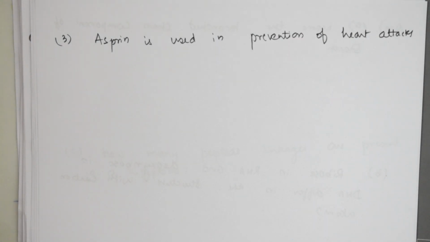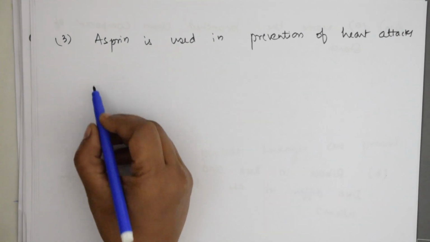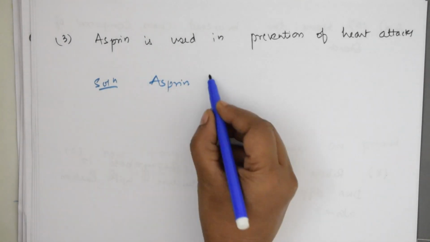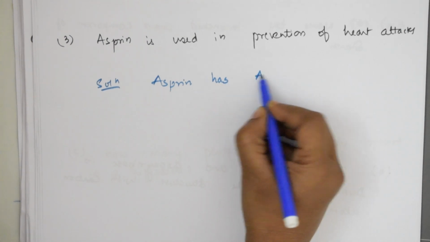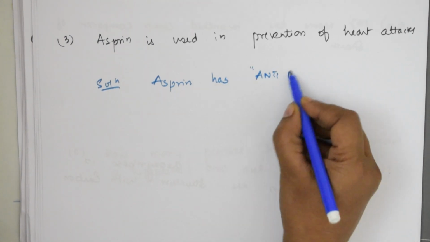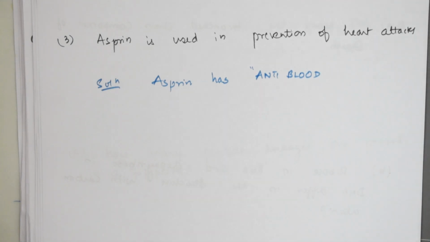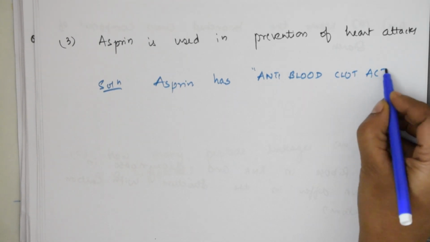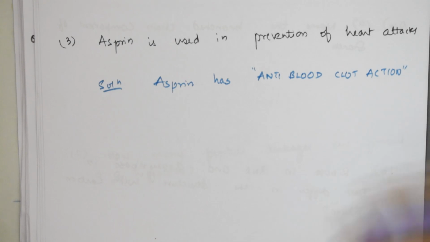Okay, so basically what is the role of aspirin? Aspirin's main property is its anti-blood clotting action. That is the keyword which you have to write. So first you can write, in inverted commas, aspirin has "anti-blood clot action". Okay, right. So this is the keyword. Here only you'll get 1 mark.